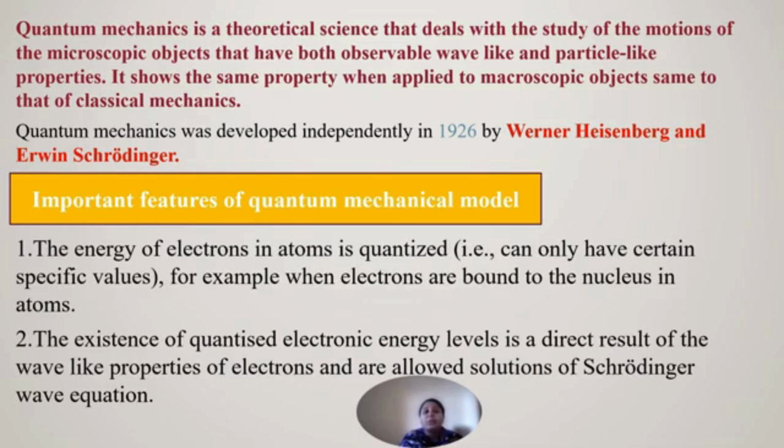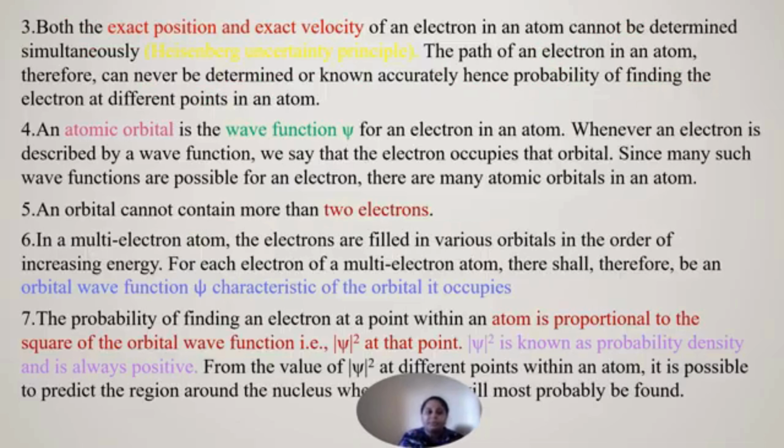And the existence of quantized electronic energy levels is a wave property of electrons, and it also follows the Schrödinger wave equation. Here, both the exact position and exact velocity of an electron in an atom cannot be determined simultaneously. So the path of an electron, hence, is a probability at different points.